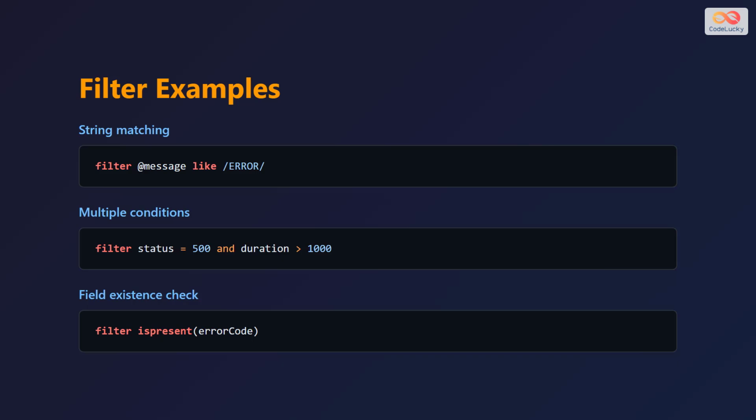Let's look at some practical filter examples. For string matching, you can use the like operator with a pattern, such as filtering messages that contain error. For multiple conditions, you can combine filters using and operators, for example, finding entries where status equals 500 and duration is greater than 1000 milliseconds. You can also check if a field exists using the isPresent function, which is useful when dealing with optional fields in your logs.